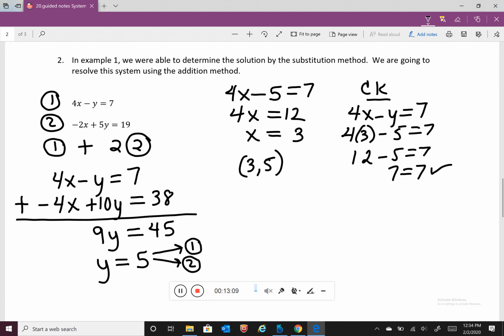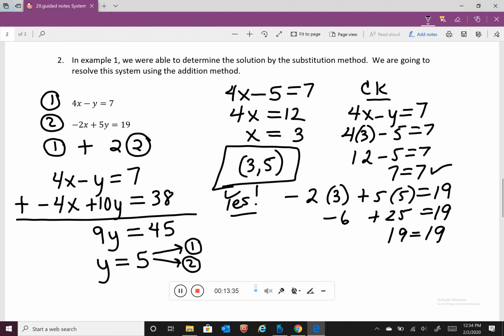And then negative 2 times 3 plus 5 times 5 is supposed to equal 19. Negative 6 plus 25 is indeed 19, which proves 3, 5 is our solution. So always do 2 checks, which leads us into our question.